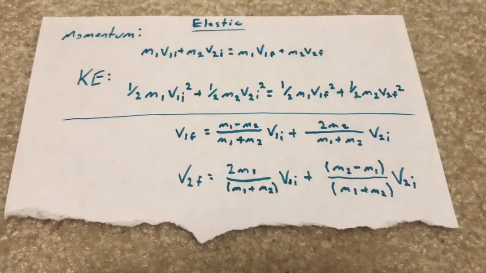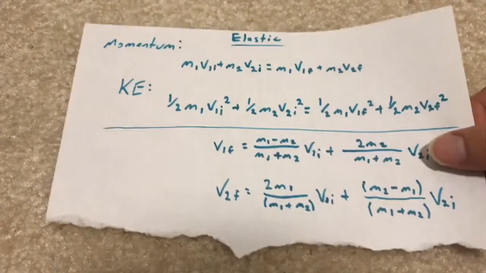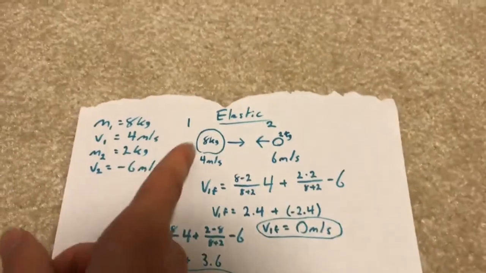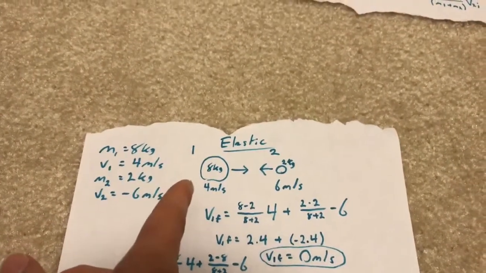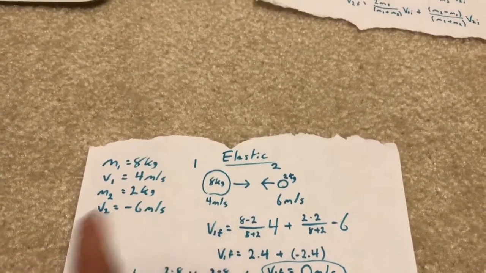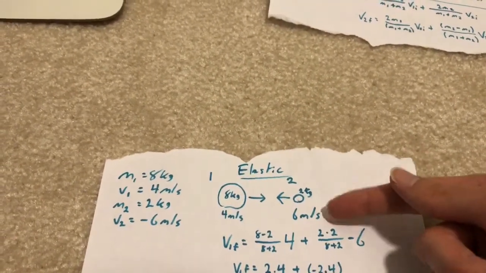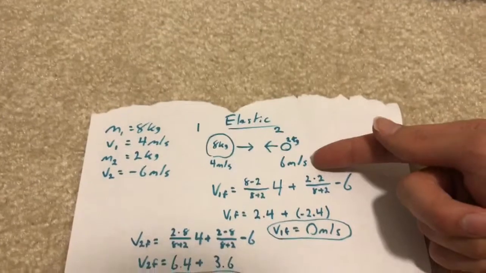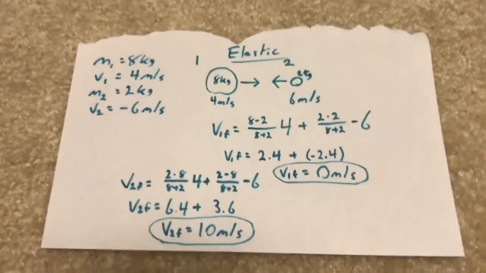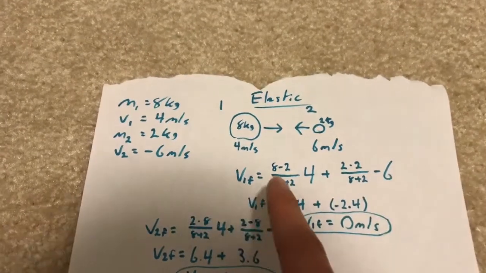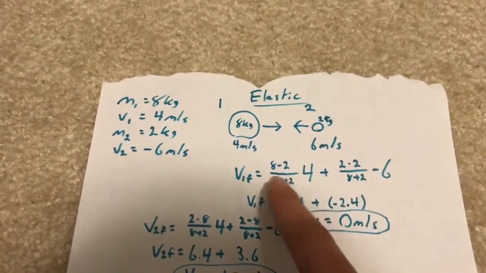I'm going to show you what that looks like on a problem, and I'll go through this real fast, like I said, for time purposes. We have a ball with 8 kilograms of mass and 4 meters per second for velocity, and a ball with 2 kilograms for mass and 6 meters per second for velocity. Then here is the equation. I did the hard part for you guys and plugged in the numbers.